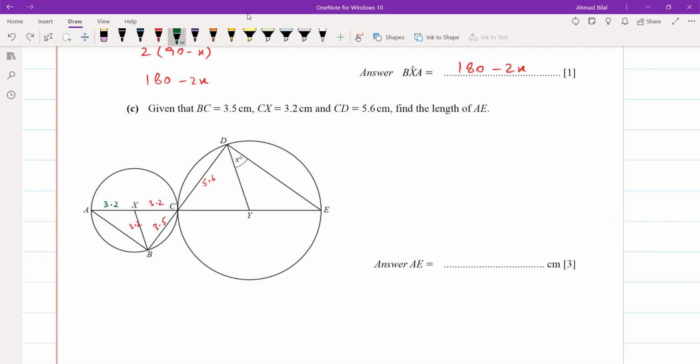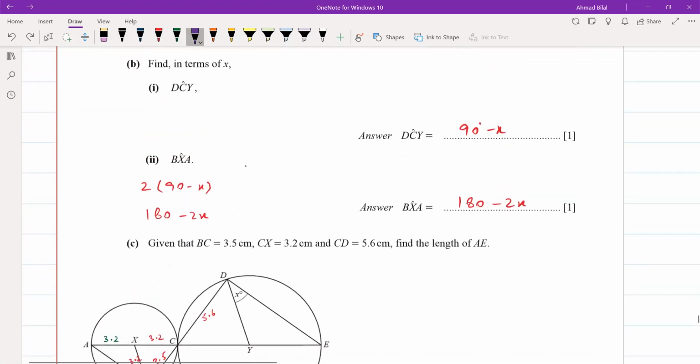Remember what we did in the first part? We said these two triangles are similar, this triangle here and this triangle here. This is what we proved in the first part. That means the ratios of their corresponding lengths are going to be equal.